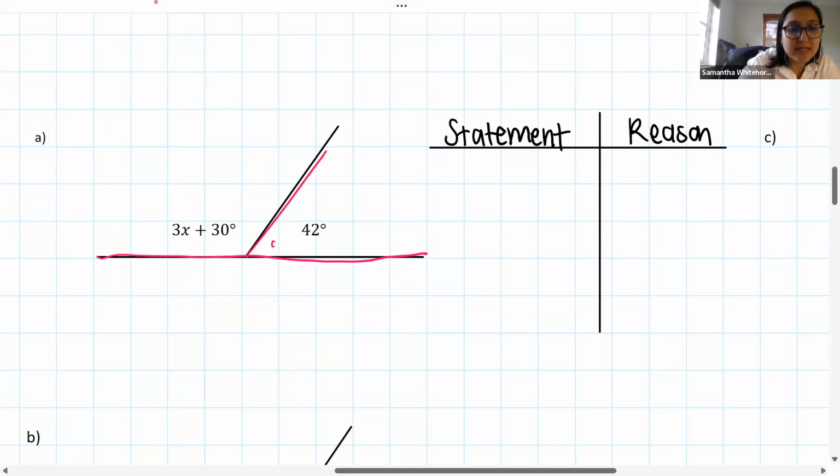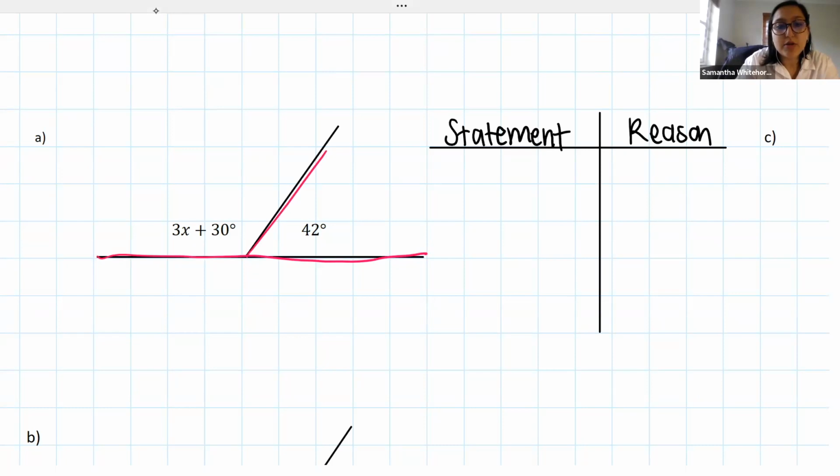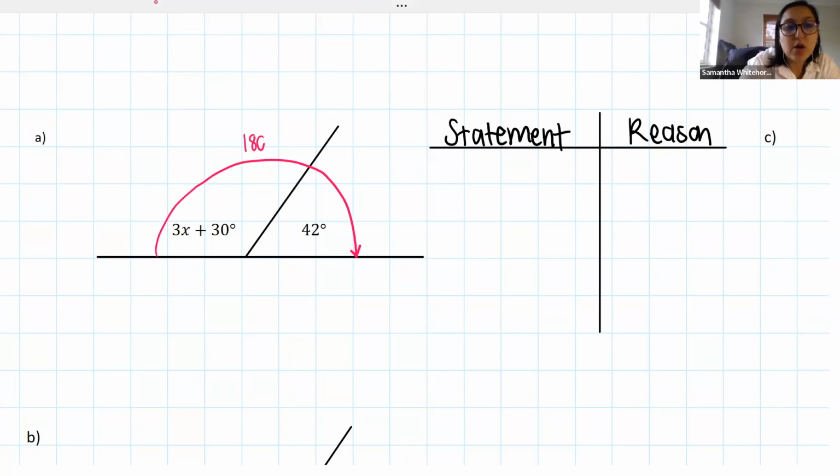We had two adjacent angles, so two angles right next to each other on that straight line. And because I had all of that information, I know that when I add these two angles together, I have to get a total of 180 degrees, my reason being angles on a straight line. And so that's the first thing that we always do with geometry.